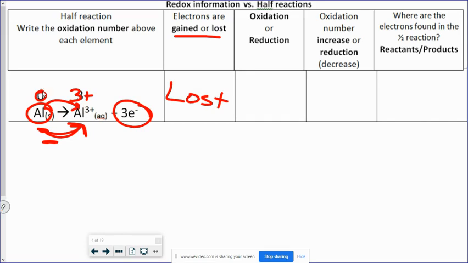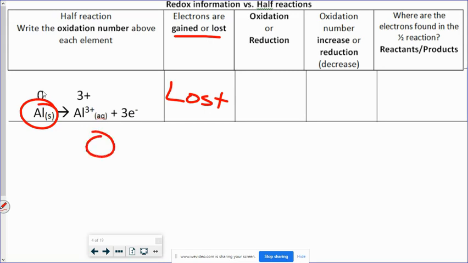So electrons were lost. Now, is this an oxidation or a reduction? Well, we're always referring to the reactants here. So what we're really asking is, was this aluminum oxidized, or was this aluminum reduced? Well, oxidation is the loss of electrons. So OIL. Oxidation is the loss of electrons. So this is an oxidation reaction. And quite honestly, metals, when they turn into ions, that's considered oxidation.